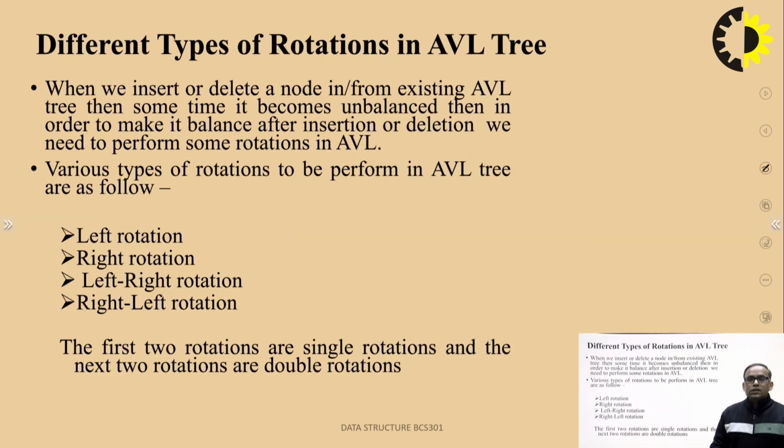Different types of rotation. So, why do we need different types of rotation in an AVL tree? Actually, what happens when we construct an AVL tree is that when we insert a particular node or particular key in that tree, then it becomes unbalanced.